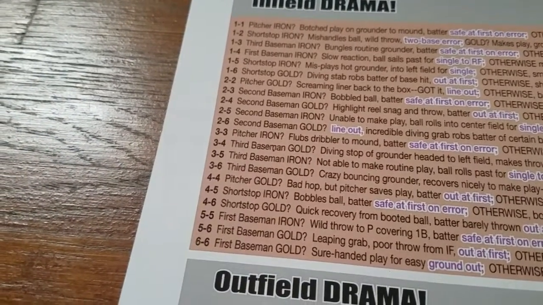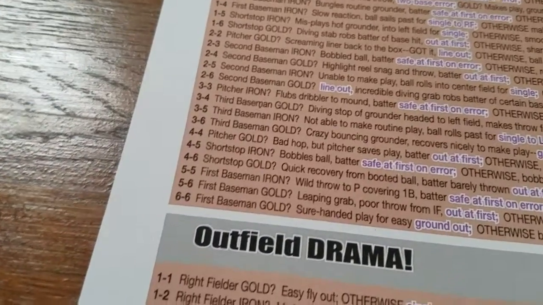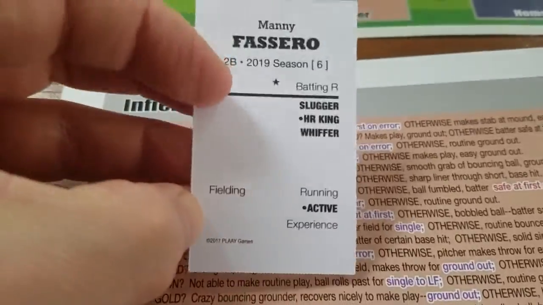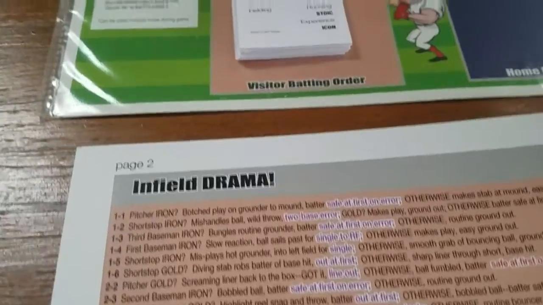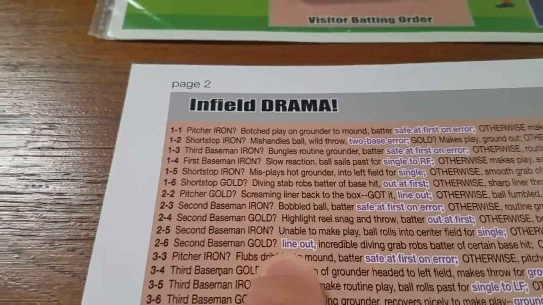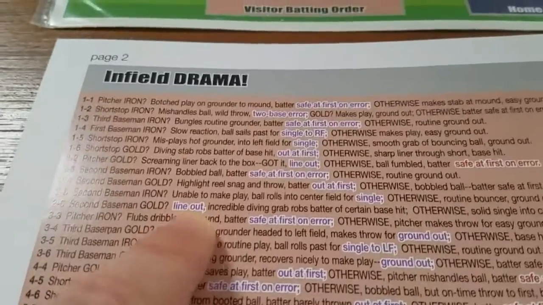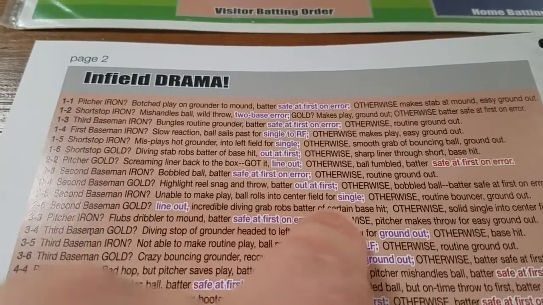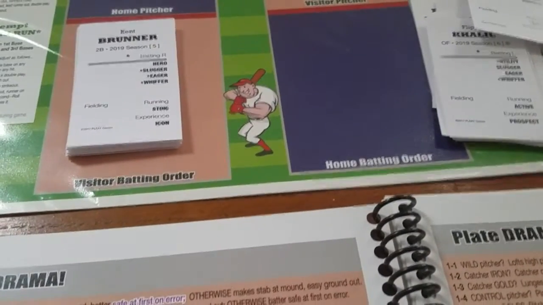And if we look at Facero's card, if I can find it out of the stack, Manny Facero, you can see in his fielding, he's blank, so he's not gold. So in this case, on that 2-6 roll, it asks, is the second baseman gold? No, he's not. If it was, he would line out to the second baseman with an incredible diving grab, robs batter of a certain base hit. Otherwise, solid single into center field. So it's a solid single by Brunner.